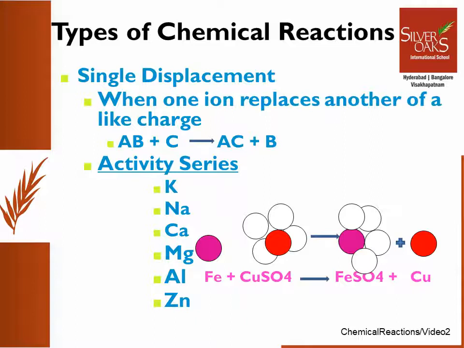So in this way, the reactivity of the metals can be decided. In this single displacement reaction, we can see that iron is replacing copper from its salt solution, and we get the product as iron sulfate or ferrous sulfate, and copper is released as metallic copper. So a more reactive element replaces a less reactive one from its salt solution, that is single displacement.